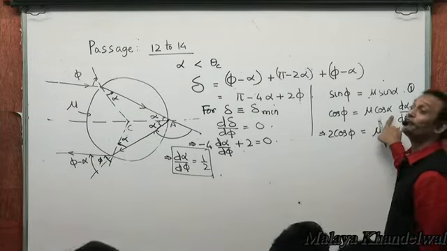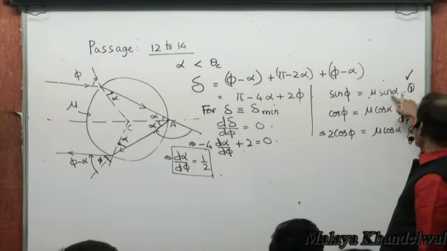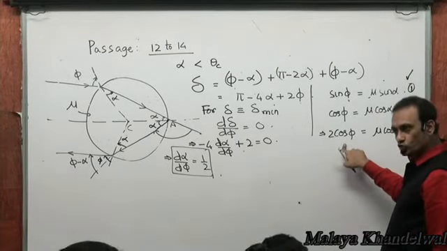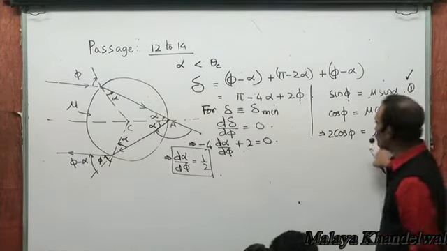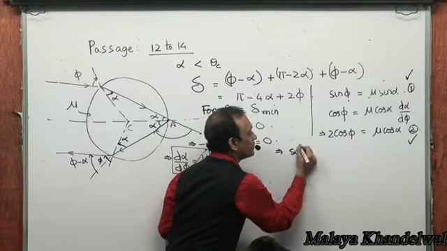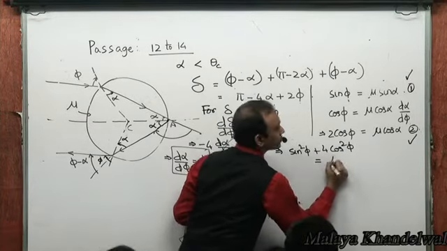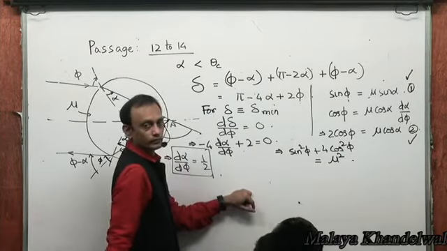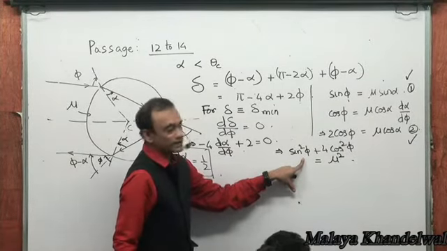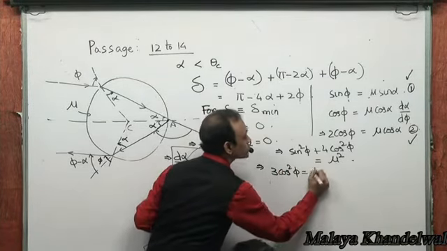I need to eliminate alpha and solve for phi. Square and add 1 and 2. So mu squared sine squared alpha plus mu squared cos squared alpha gives mu squared equals sine squared phi plus 4 cos squared phi. Write sine squared phi as 1 minus cos squared phi. So you get 3 cos squared phi equals mu squared minus 1.